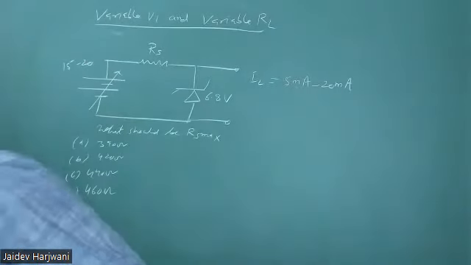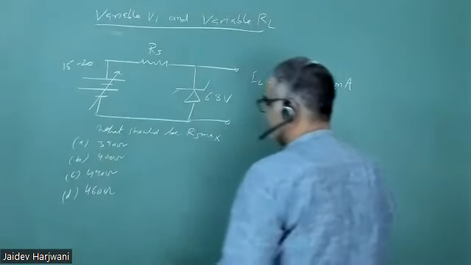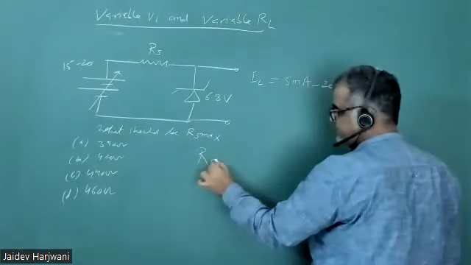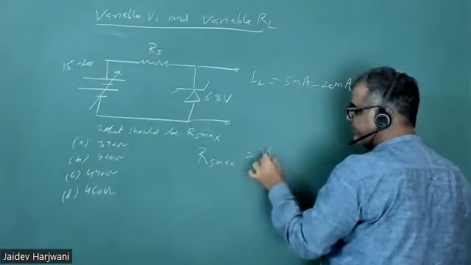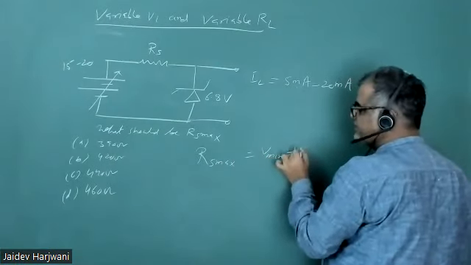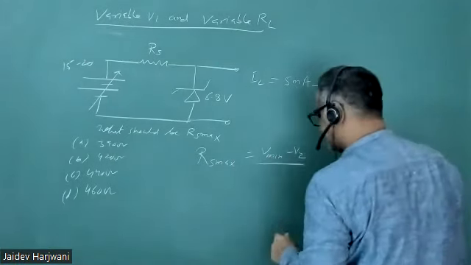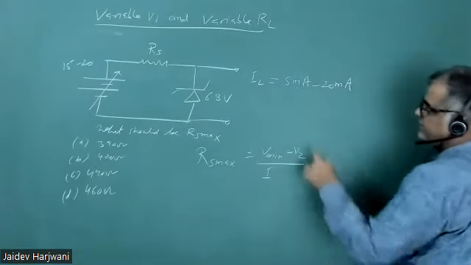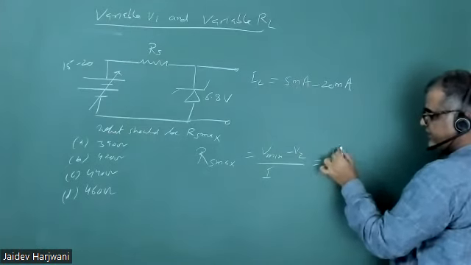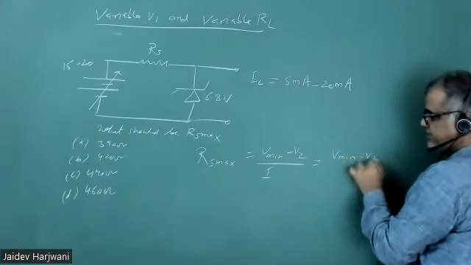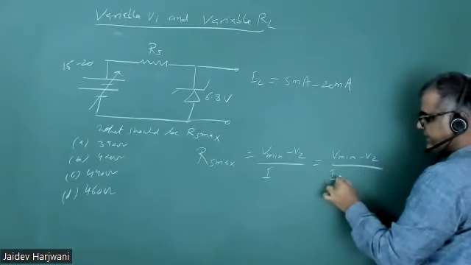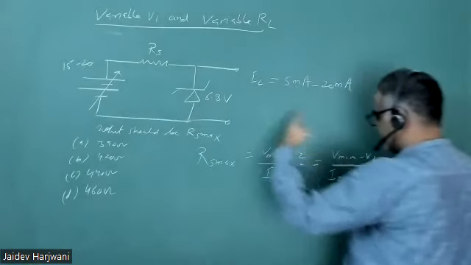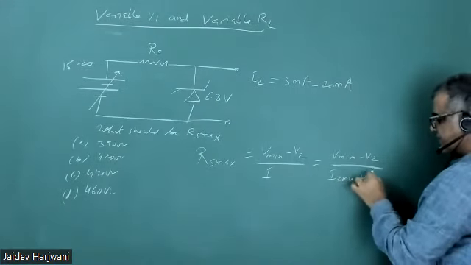So now I want to calculate RS max. You know RS max can be calculated for V minimum. So RS max is V minimum minus VZ upon I, and that I can be written as IZ minimum plus IL max. Because this is a minimum, IZ will also be minimum.